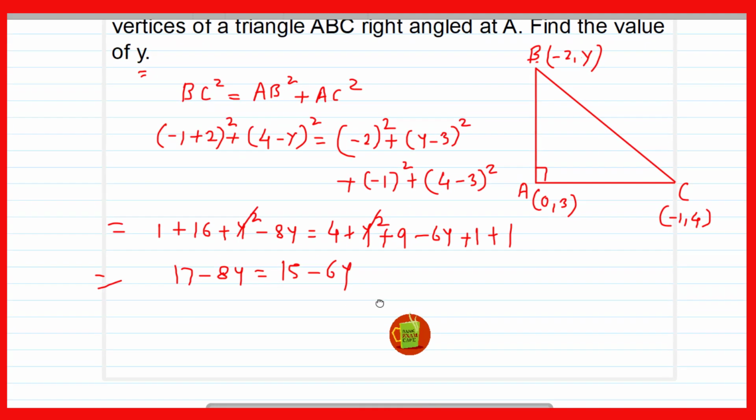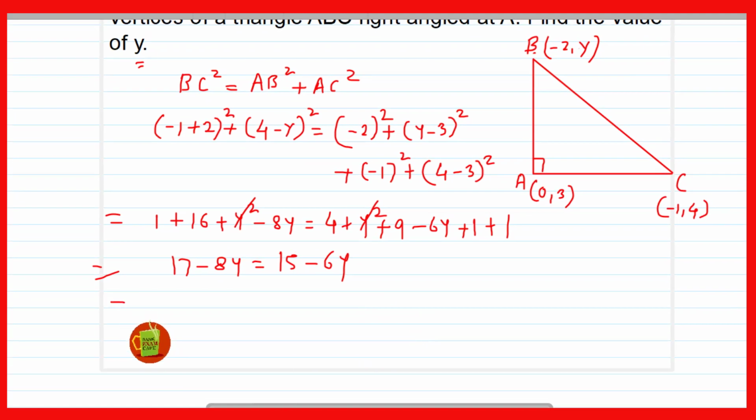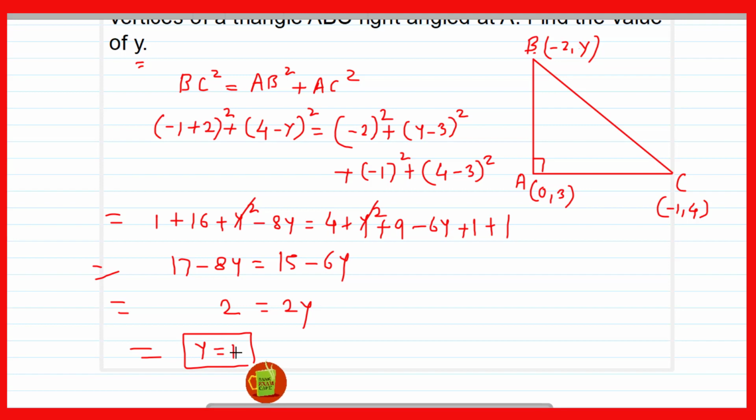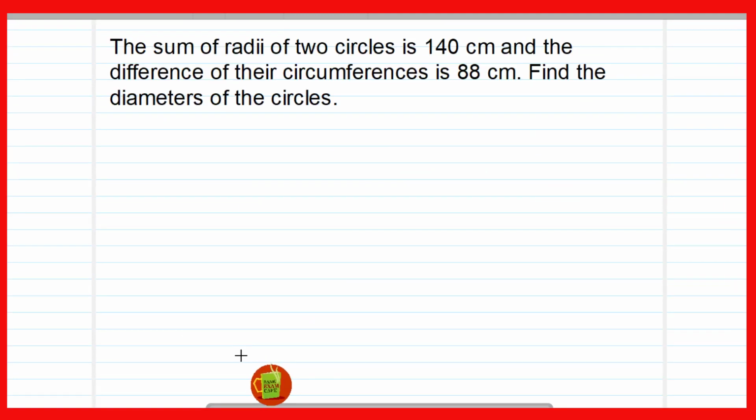Solve this linear equation in one variable to get the value of y. So if you take 8y to this side, it will be plus 8y. So minus 6y plus 8y, that will be 2y. Take 15 to this side, so 17 minus 15, that will be 2, and therefore y is equal to 1. So here you have got the value of y, that is 1. Now see another question.